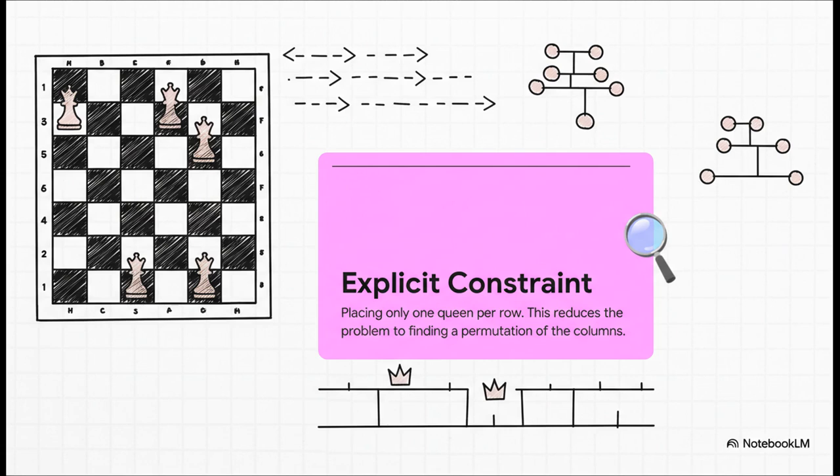We already know from the rules that you can't have 2 queens in the same row. So why not just decide from the start that we're only going to place 1 queen per row? Queen 1 goes in row 1, queen 2 in row 2, and so on. All of a sudden, the problem isn't about picking from 64 squares anymore. It's just about choosing 1 column for each row. And just like that, the whole problem transformed.